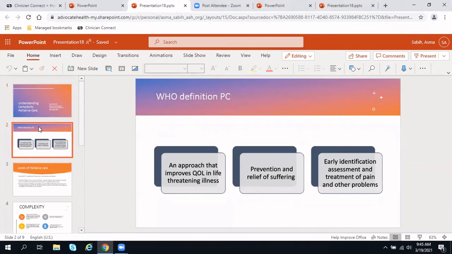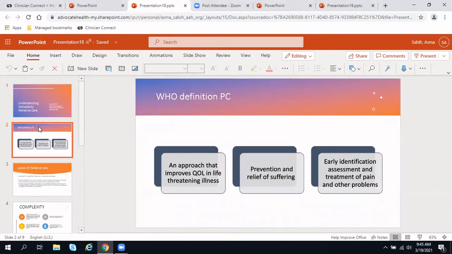they have a definition for palliative care, and that is palliative care as an approach that improves the quality of life of patients and their families facing the problems associated with life-threatening illness through the prevention and relief of suffering by means of early identification and impeccable assessment and treatment of pain and other problems, physical, psychosocial, spiritual.